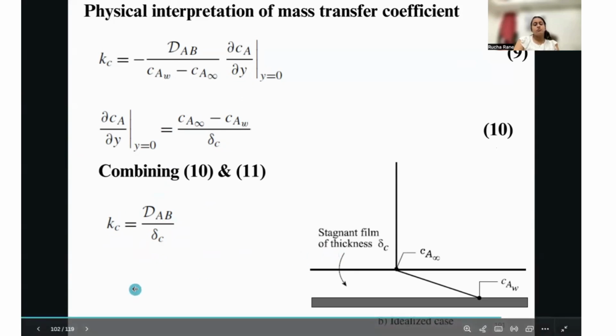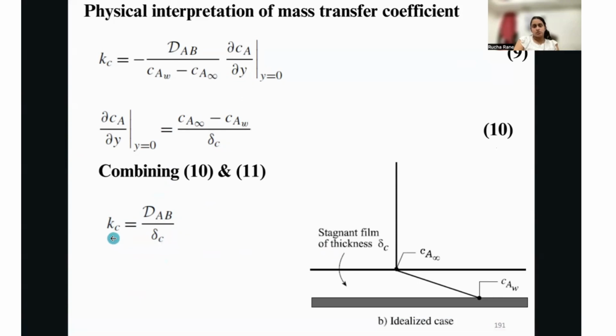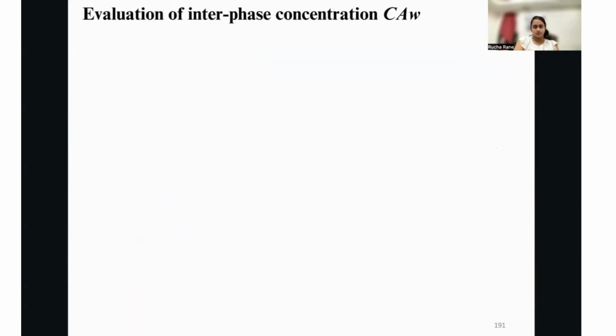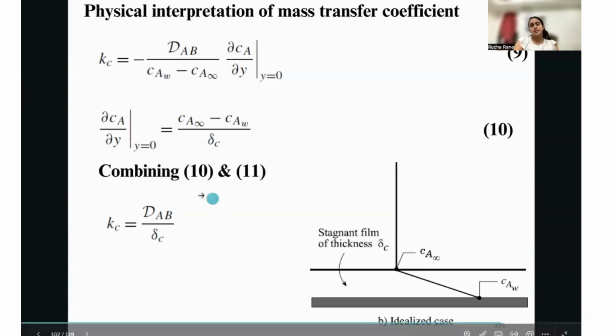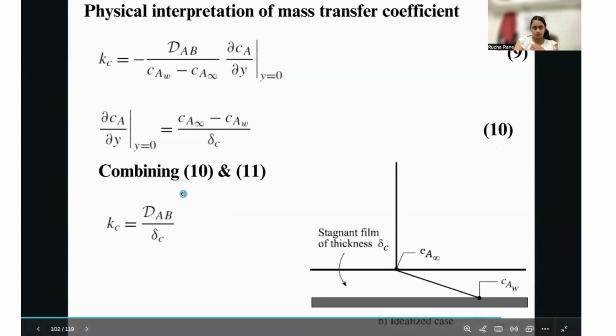So from this relation, what we understand is mass transfer coefficient is directly proportional to your diffusion coefficient and is inversely proportional to your film thickness. So if the thickness decreases, your mass transfer coefficient increases. If the film thickness increases, your mass transfer coefficient decreases. This is the physical interpretation of a mass transfer coefficient.